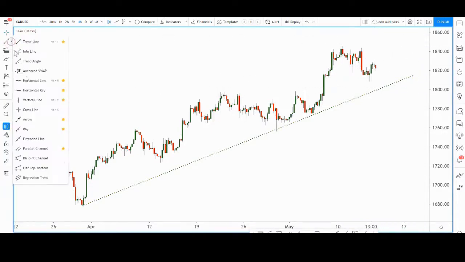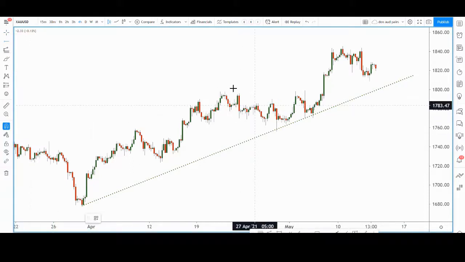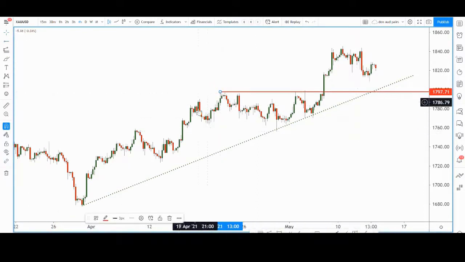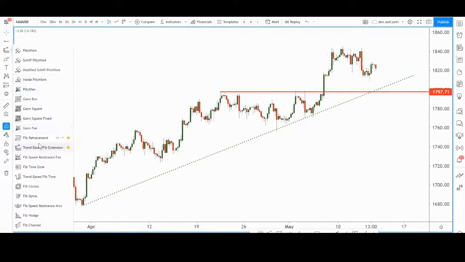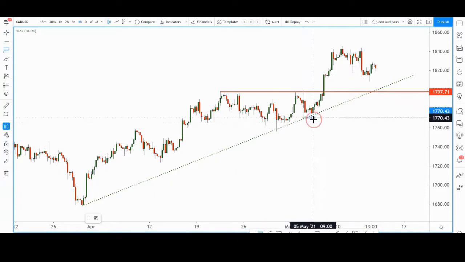For now, we can find a potential entry, and I see this potential entry right here. It looks like a horizontal pullback support where price tried to break above as a resistance multiple times, and now price has finally broken above and looks to be pulling back to retest this support, which is also in line with our ascending trend line support. And in fact, if we were to draw a Fibonacci retracement from this low all the way to this high, you can see that the level is in line with our 61.8% Fibonacci retracement. So this is a potential entry for us.